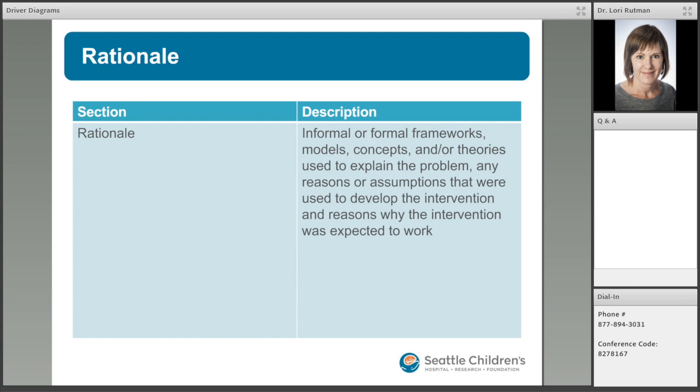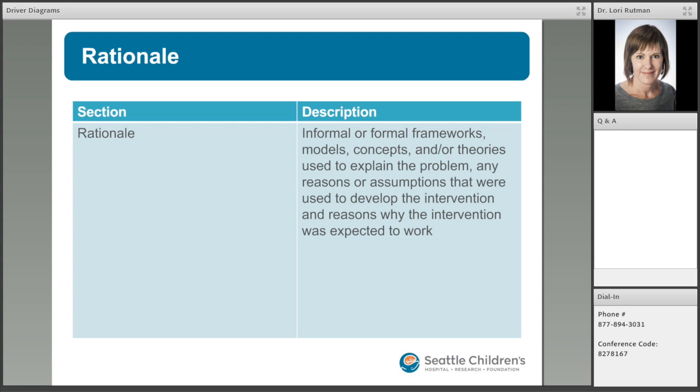There's an entire talk that I could do on the SQUIRE guidelines, but I wanted to just, again, give you a little teaser here to say that the guidelines suggest that when you're writing about quality improvement work, a description of the rationale for the QI intervention really deserves its own section within the manuscript. So this is pulled directly from the SQUIRE guidelines, and as you can see, they describe the section of the rationale to be the informal or formal frameworks, models, concepts, and or theories that were used to explain the problem, any reasons or assumptions that were used to develop the intervention, and reasons why the intervention was expected to work.